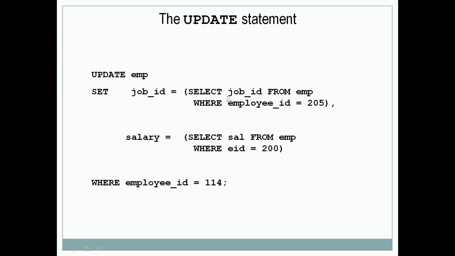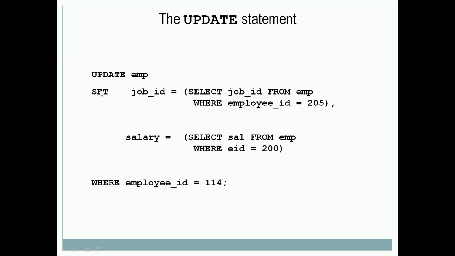So here always make sure only one value is coming. If more than one value comes, it will throw an error. For salary again, comma, salary is equal to, again in a subquery we are updating this based on some employees table where employee ID is equal to 200, and for employee ID is equal to 14.